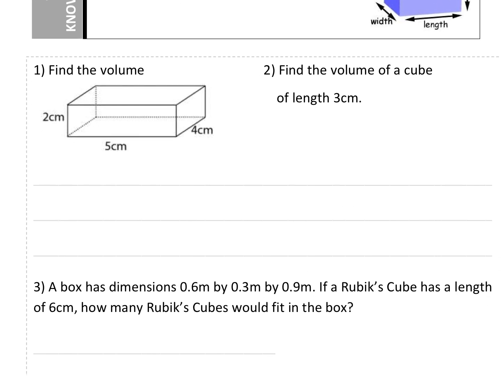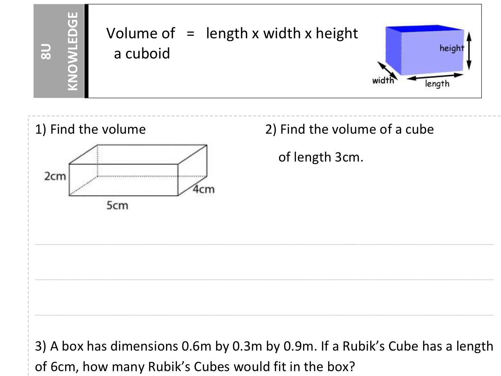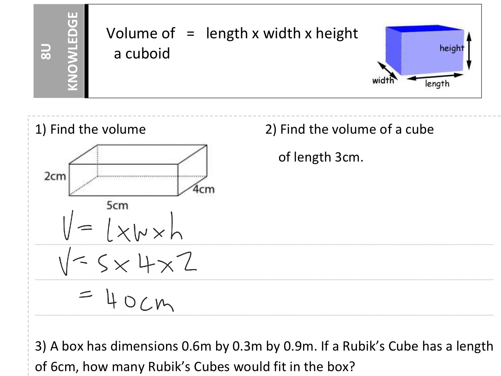Example 1. Find the volume of this shape, this cuboid. So V equals the length times the width times the height, or LWH without the multiplication signs. The length is 5, the width is 4, and the height is 2. So you simply multiply the three dimensions together, which would give you 40, and the units would be centimeters cubed.